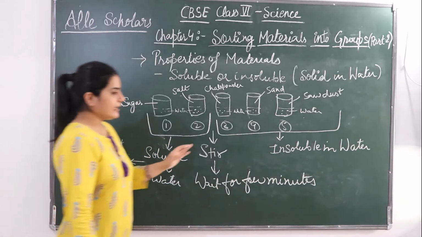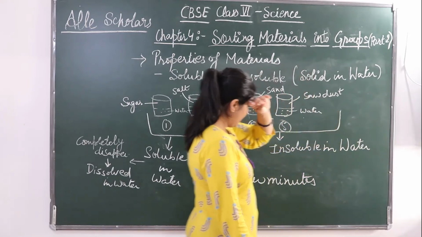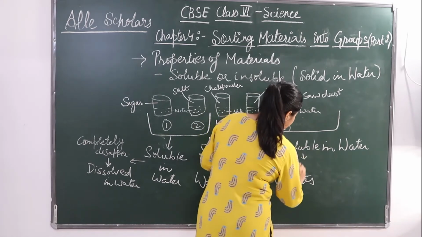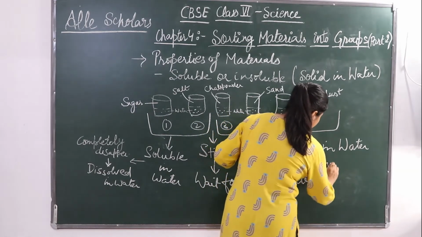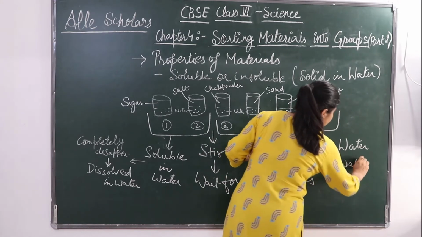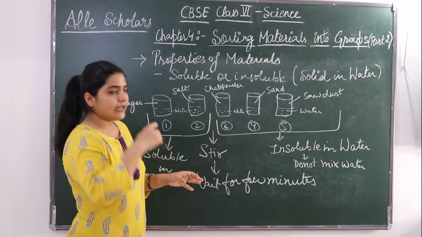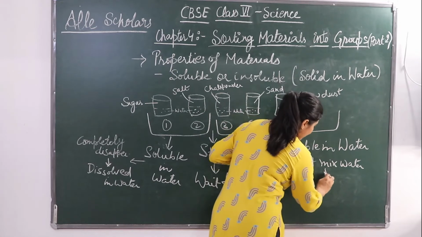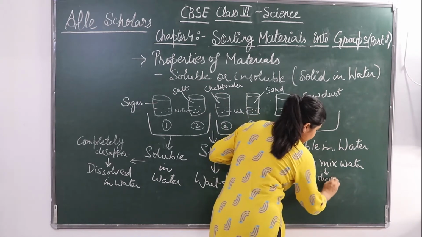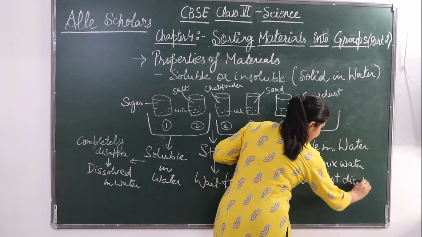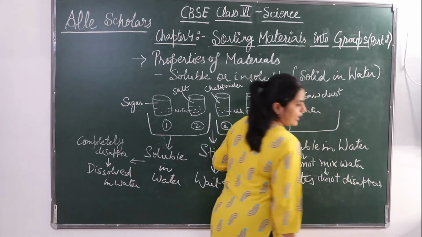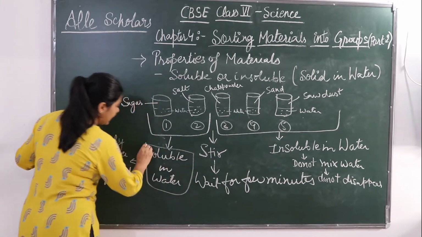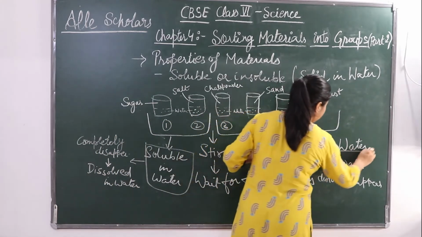Fine. In the second category, that is insoluble in water, we see that substances do not mix with water, and also they do not disappear even if you keep on stirring for a long time. So these substances are insoluble in water. Okay, and they do not disappear. Fine. So we have seen two categories. One is soluble in water and the other one is insoluble in water.